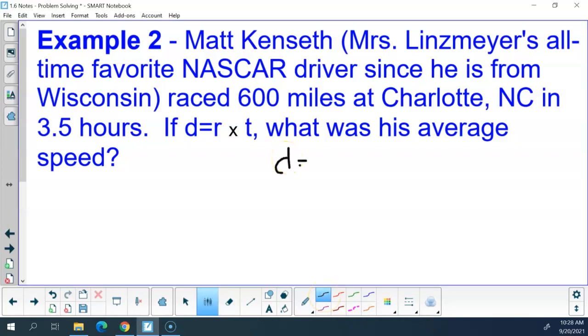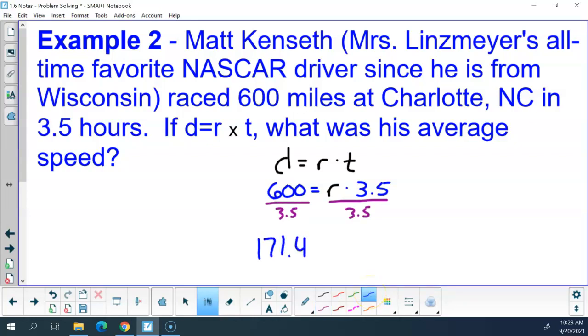So we're going to start with distance equals rate times time. He raced 600 miles. We don't know what his R was, but we know that it was in 3.5 hours. So when we do the division, I just want to get them all because we don't have them all. But hopefully, it ends up being 171.42857.